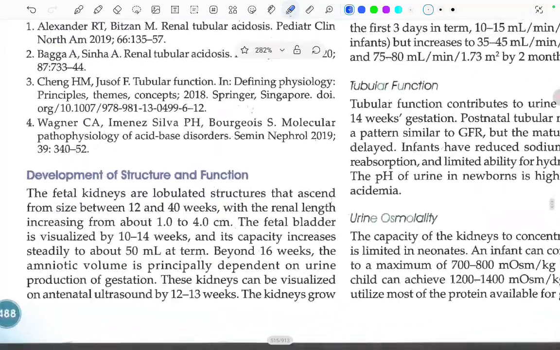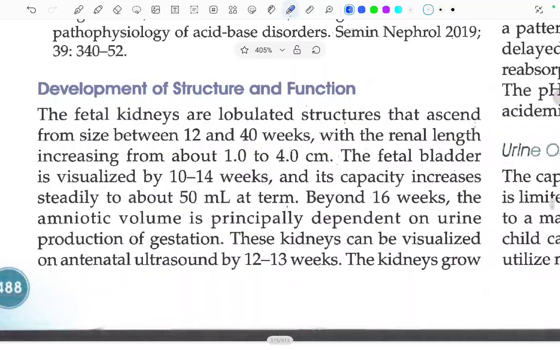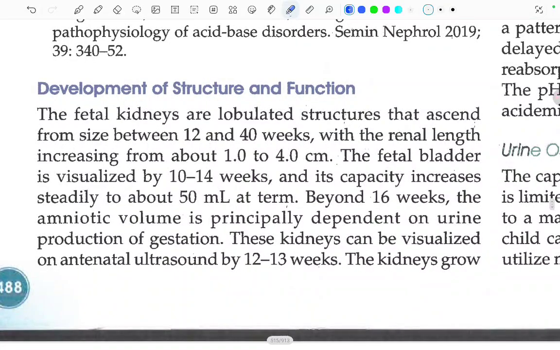Now let's read about the development of structure and function. The fetal kidneys are lobulated structures that ascend in size between 12 and 40 weeks, with the renal length increasing from about 1 to 4 centimeters. The fetal bladder is visualized by 10 to 14 weeks, and its capacity increases steadily to about 50 ml at term. Beyond 16 weeks, the amniotic volume is principally dependent on the urine production of the fetus.